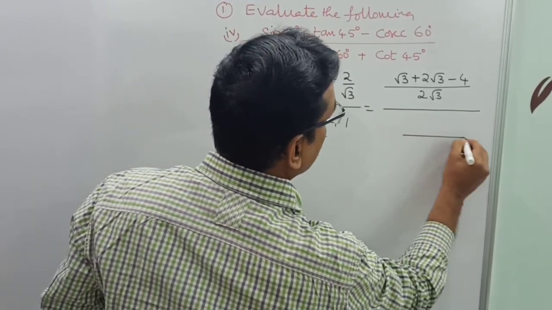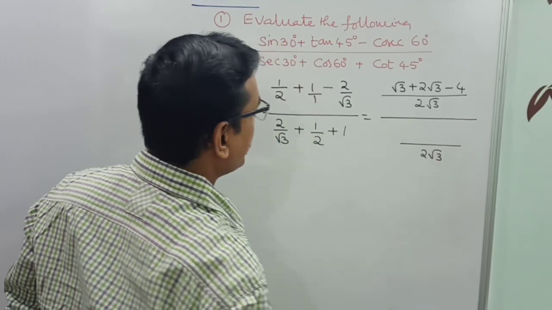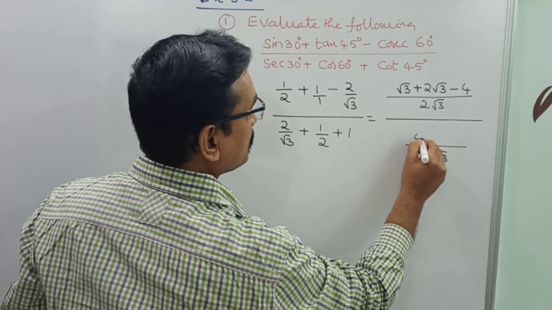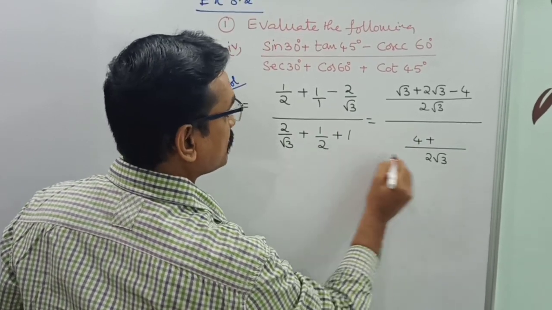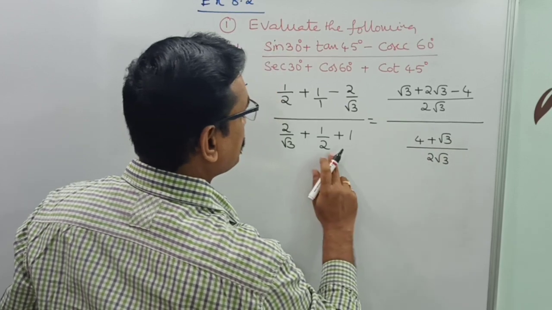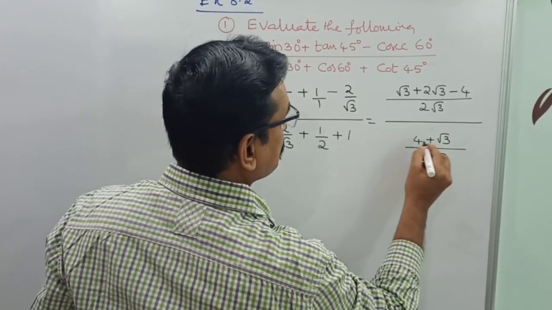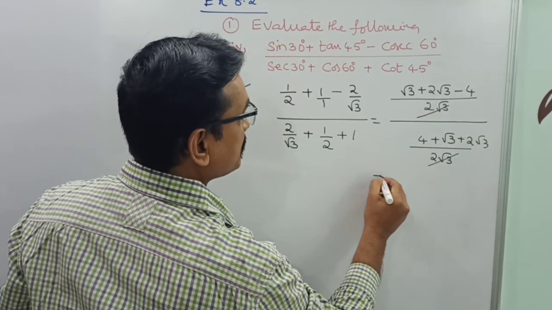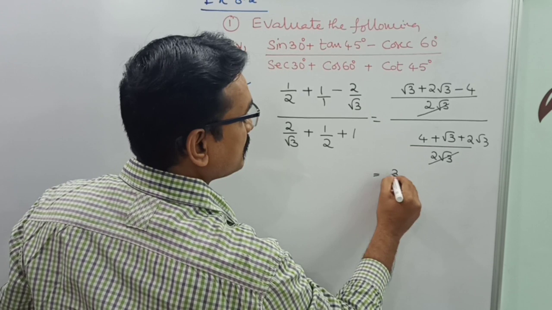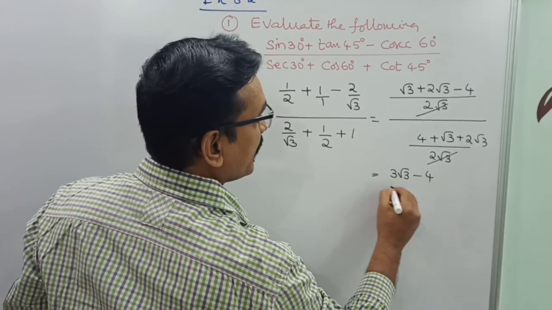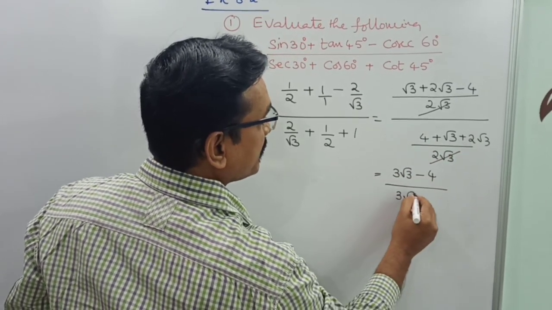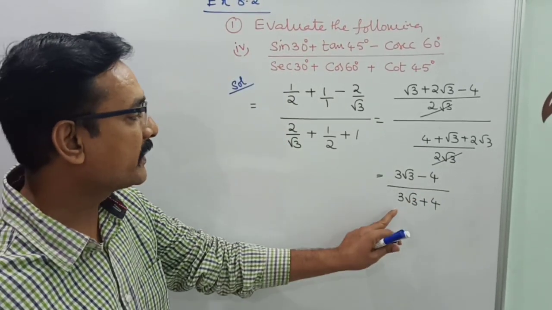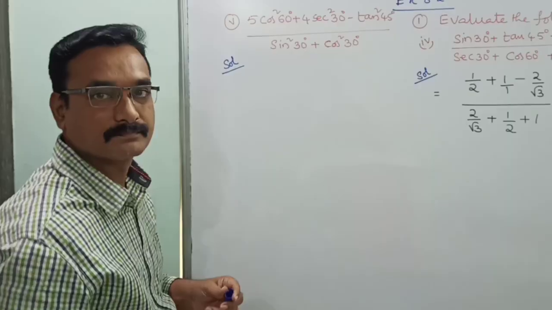Denominator also, 2 root 3 is the LCM. Now root 3 gets cancelled, 2 2s are 4 plus 2 cancels, root 3 next plus 1, so 2 root 3. Now 2 root 3 gets cancelled, 2 root 3 plus root 3 means 3 root 3 minus 4 by 3 root 3 plus 4. So the final answer is 3 root 3 minus 4 by 3 root 3 plus 4.